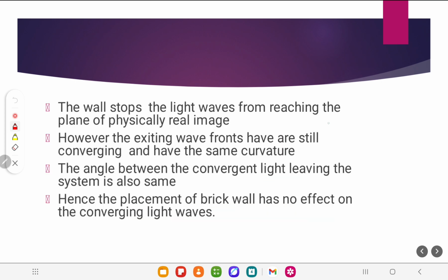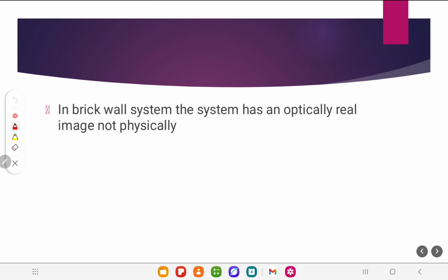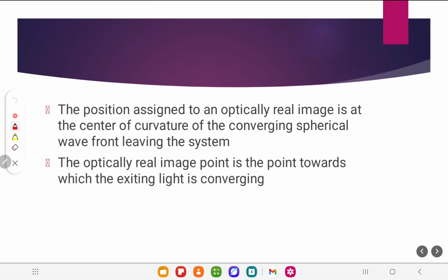The wall stops the light from reaching the plane of the physical real image. However, the exiting wavefront still converges and has the same curvature. The angle of convergence of light leaving the system is also the same, hence the placement of the brick wall has no effect on the converging light, because whether you place the brick or not, light is converging. And if light is converging in image space, it's called a real image. It doesn't matter whether you place the brick or not. So optically and physically are all the same thing.